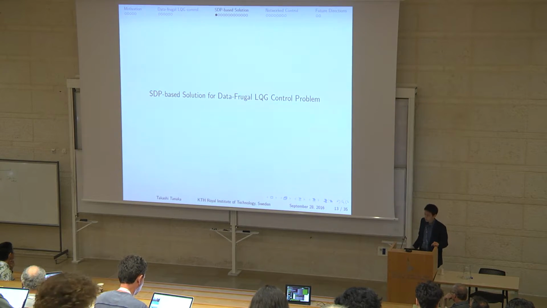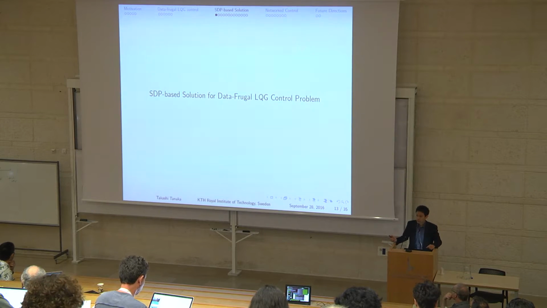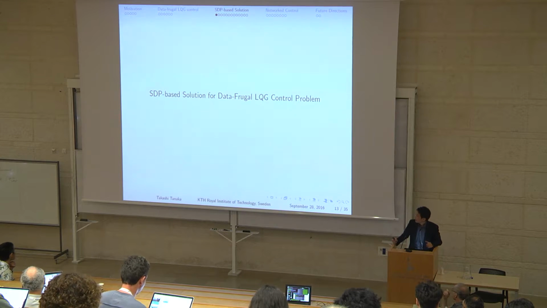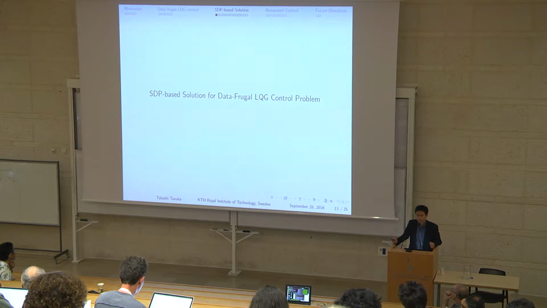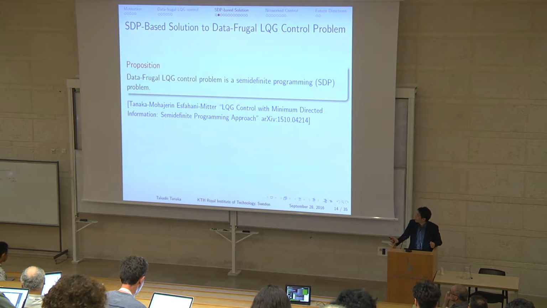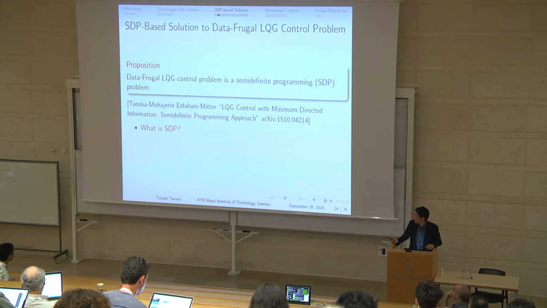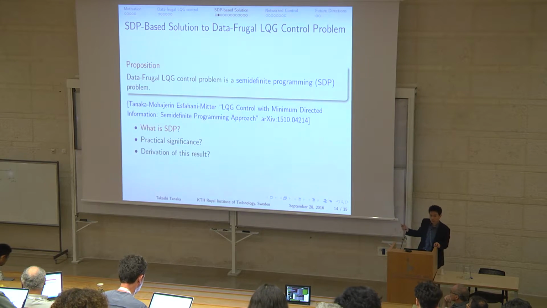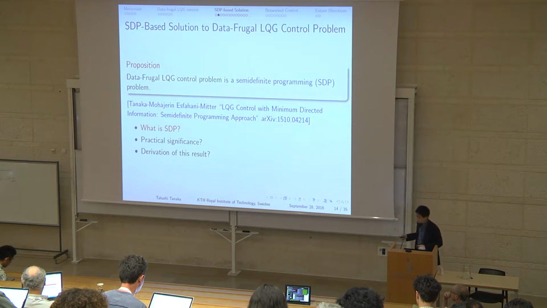Right. So this is the formulation, and next I'd like to claim that although in the original form this problem is infinite dimensional, it is actually very easy to solve. So our claim is the data-frugal LQG control problem is actually a semi-definite programming problem. Let me explain what semi-definite programming is and what the practical benefit of this result is. And finally, I'd like to mention how this result is derived. I think it's quite insightful.